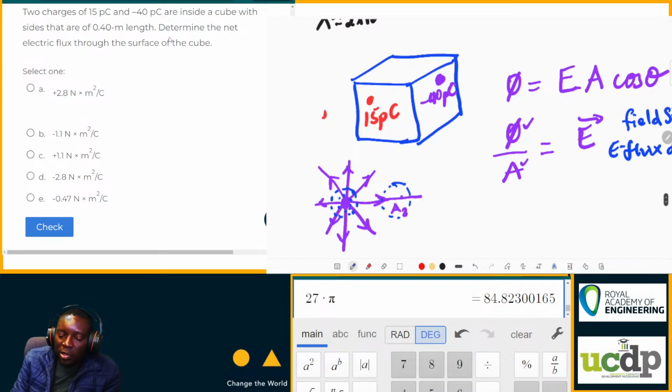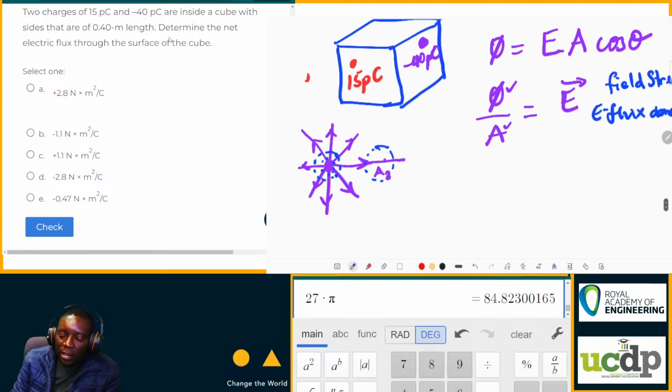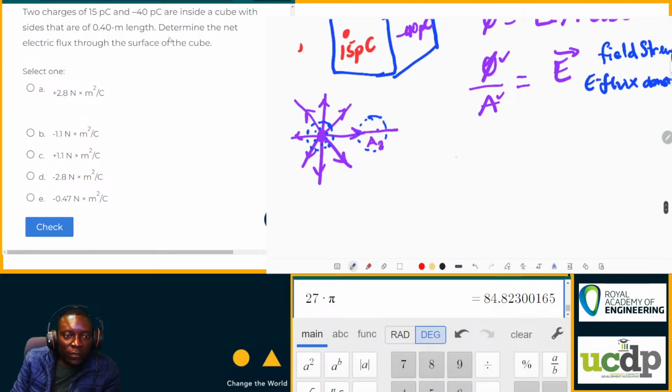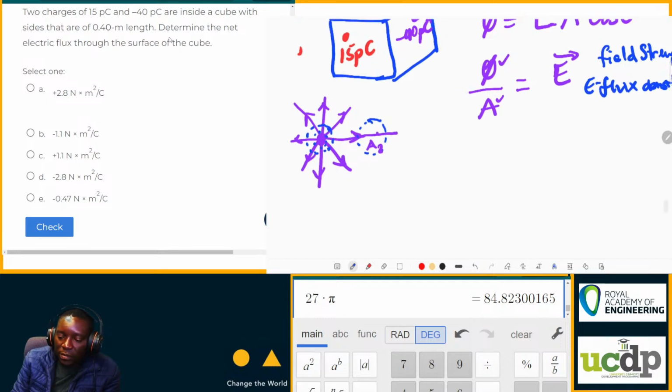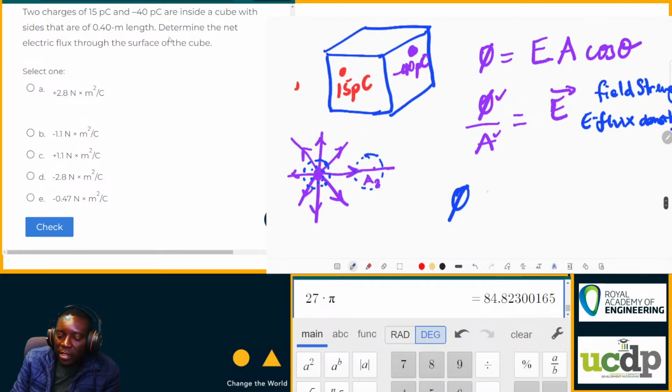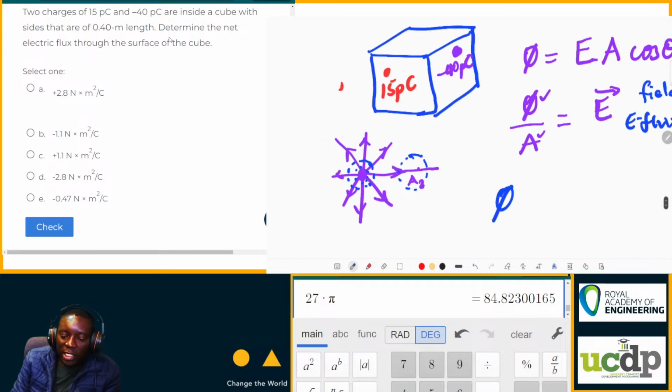The idea with Gauss' law is that the electric flux is directly proportional to the enclosed charge. So if we take a Gaussian surface, in this Gaussian surface there, we can enclose that charge and have the electric flux.